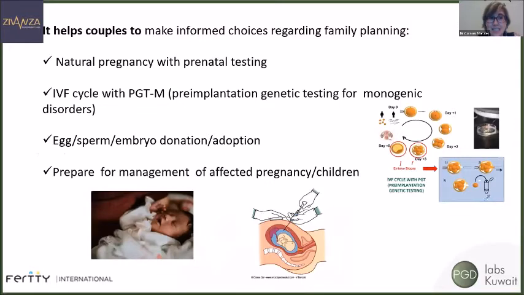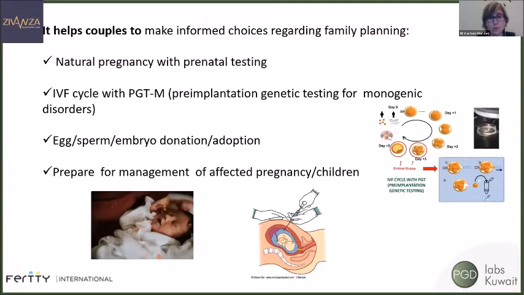So this test, the preconception genetic testing or carrier screening test, helps couples, once we have the result, to make informed choices regarding their family planning. They can decide to go for a natural pregnancy with prenatal testing, and according to the results, they will take the decision they consider. Also, they can decide to do an IVF cycle with PGD, preimplantation genetic testing for this specific disorder, in order to select the embryos that are free from the disease and transfer only the healthy ones.